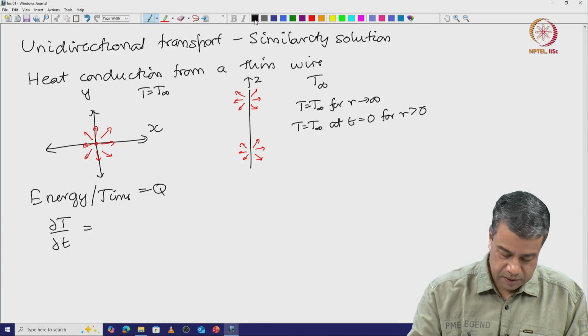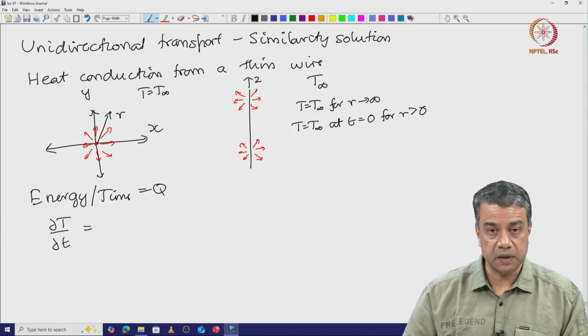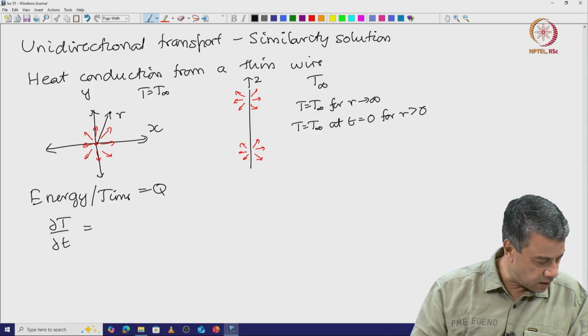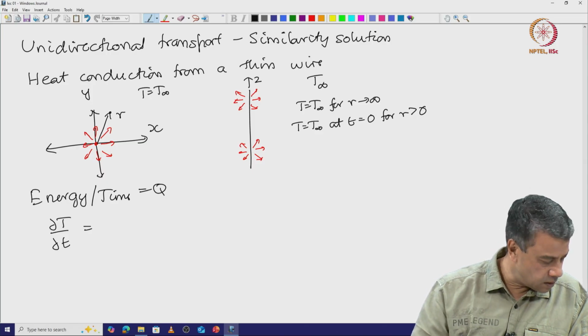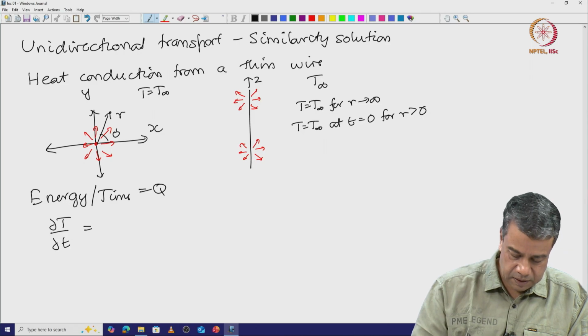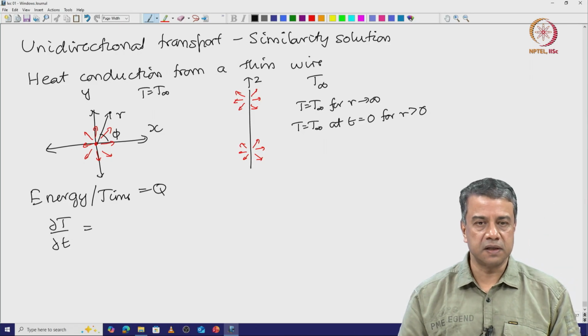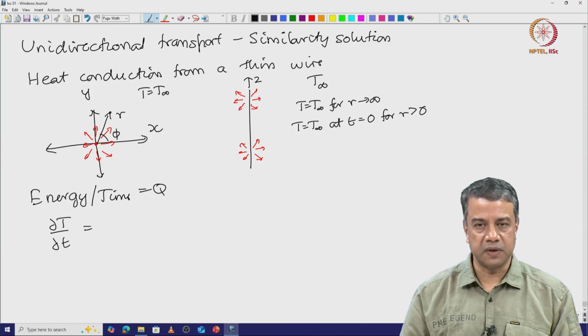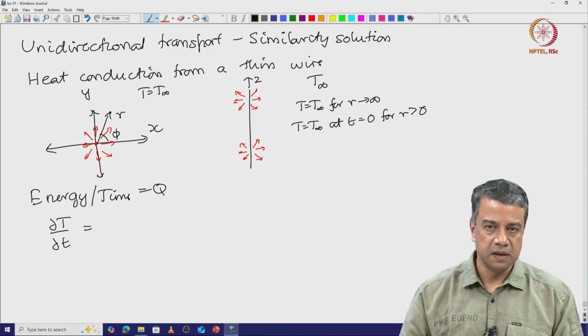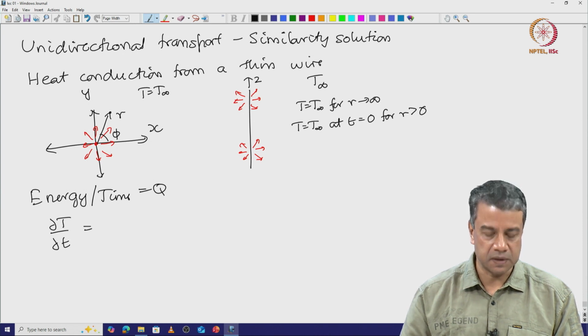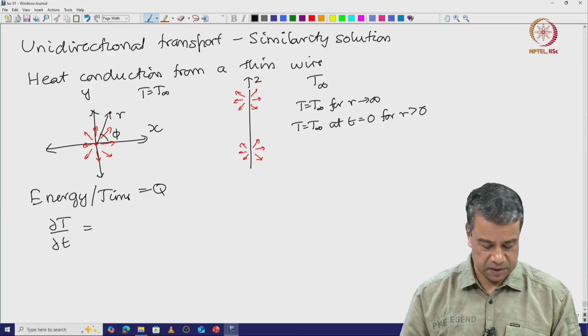this is now in a cylindrical coordinate system, where r is the distance from the origin to an observation point, and I will choose phi as the angle in the polar coordinate system. In this particular configuration, there is no dependence on the angle phi because it is completely axisymmetric. The wire is at the center and it is generating energy only radially outward. So, it is an axisymmetric coordinate system.